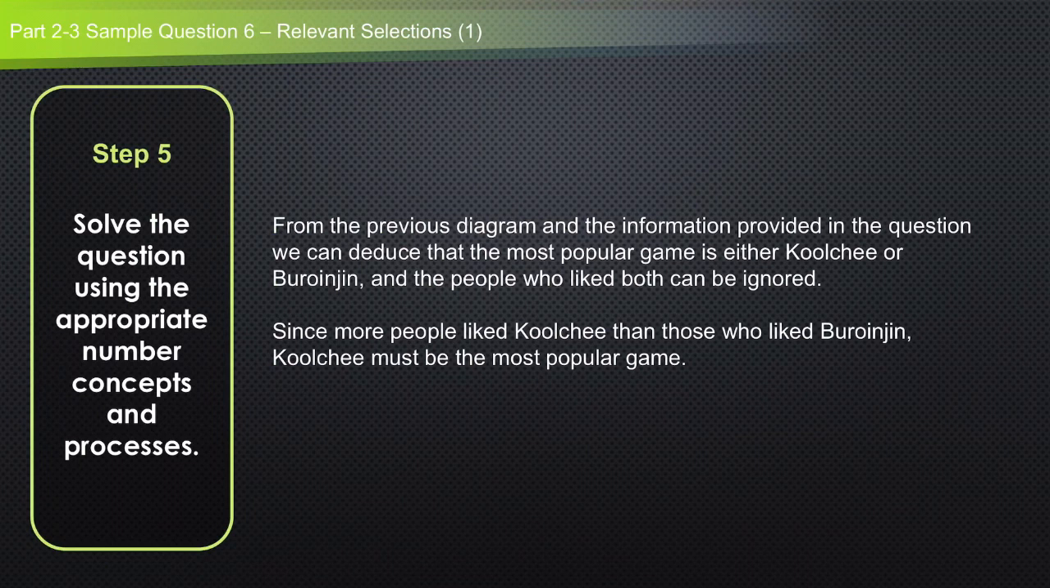And lastly, step 5 is to solve the question using the appropriate number concepts and processes. So from the previous diagram and the information provided in the question, we can deduce that the most popular game is either Kulchi or Burin Jin, and the people who liked both can be ignored. Since more people like Kulchi than those who like Burin Jin, Kulchi must be the most popular game.